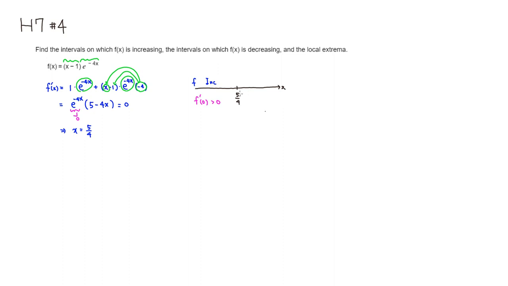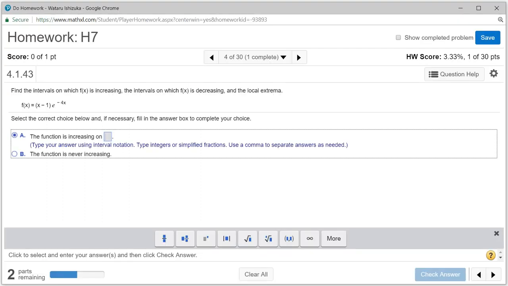After 5 quarters, we can try a 2 or something like that. So f prime of 2. If you plug in 2, 5 minus 8 would be negative, so this is going to be negative. So we know that the original function is decreasing on that interval. So it's increasing before 5 quarters, and after that it's decreasing. So let's type it in. Increasing from negative infinity to 5 quarters.